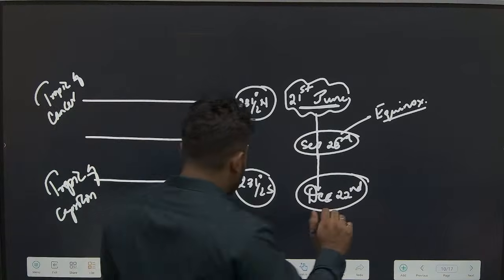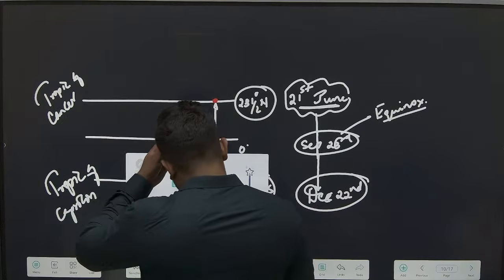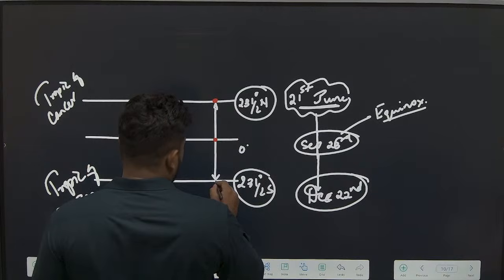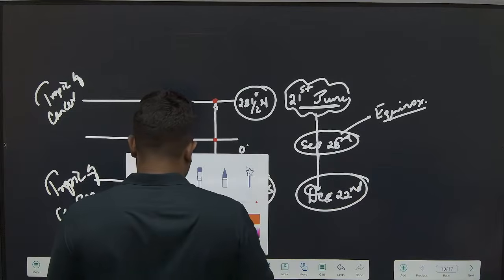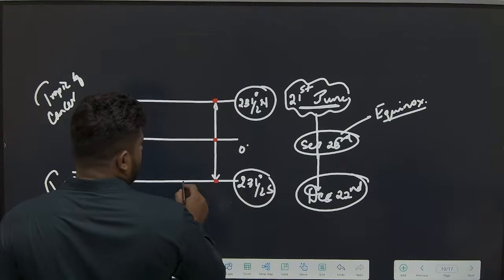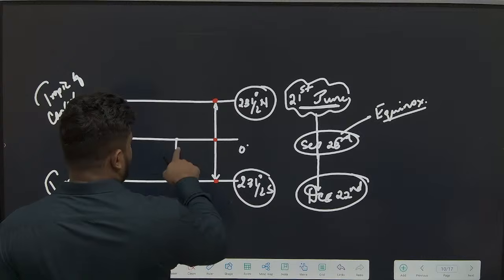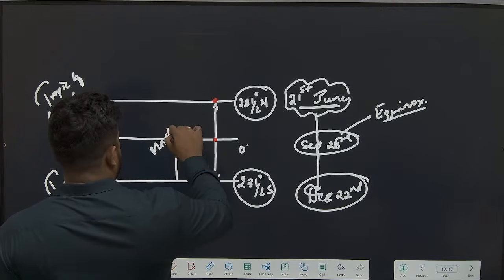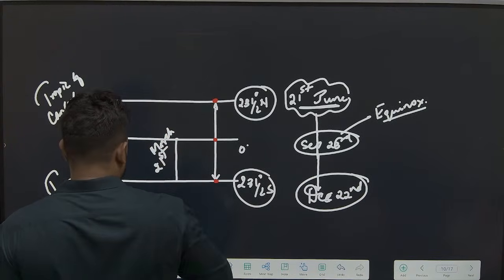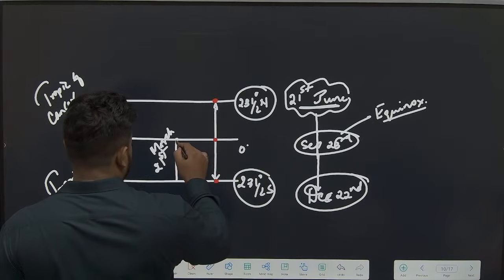That's fine, right? Can I say this is exactly vertical over the Tropic of Capricorn? Right? Then again three months, December, January, February, March, 20th or 21st of March, it will be back here again. And again three months down the line, where will it be?